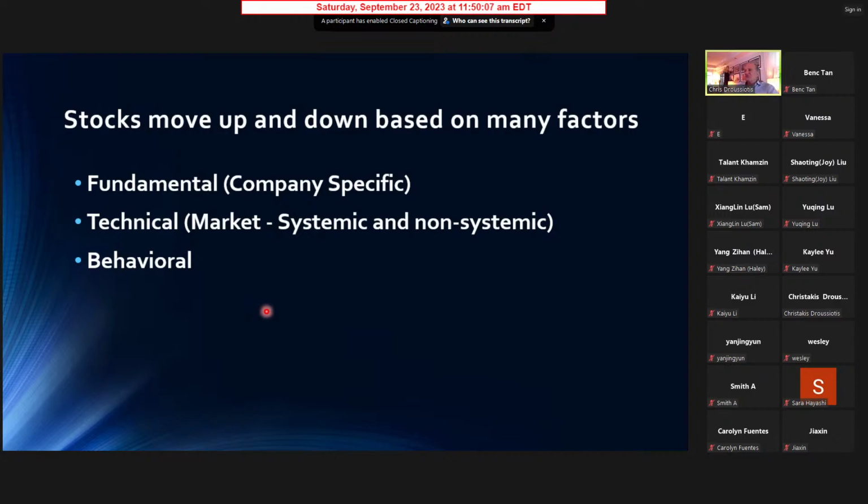And the patterns of the stock, they are trying to make money just from the movement of the stock. And they look at systemic and non-systemic movements of the stock, and they try to make a decision. And then you have the behavioral thing, which is huge.